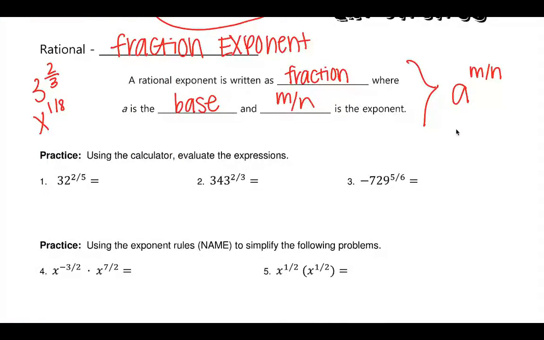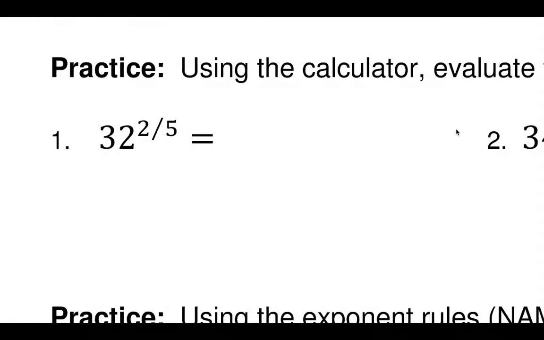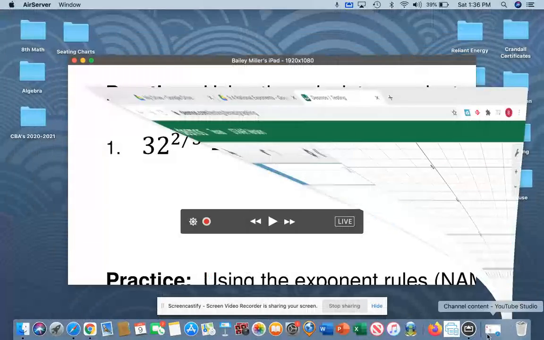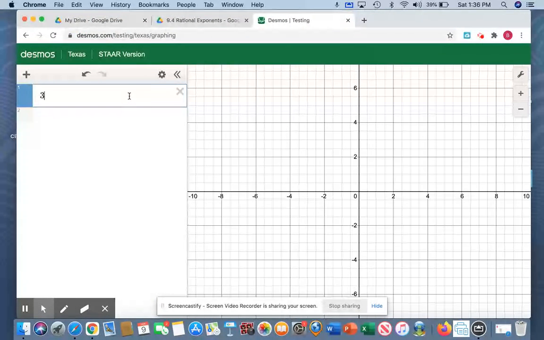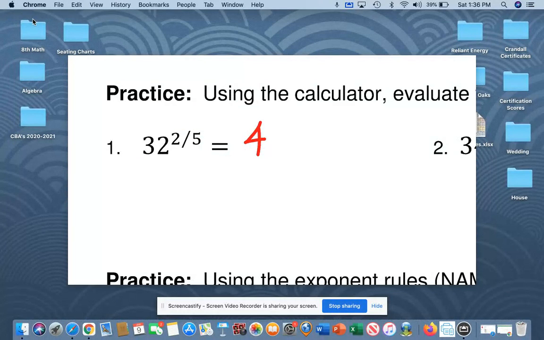So if we look here, using the calculator to evaluate the expressions, we can plug this whole thing right into the calculator and figure out what it is. We did that the other day with 25 to the power of a half. So this one I'm just going to plug in exactly what I see, 32 to the power of 2 divided by 5, which is 4.